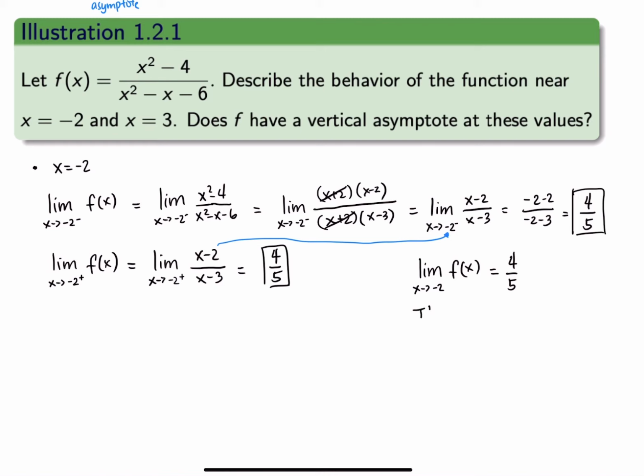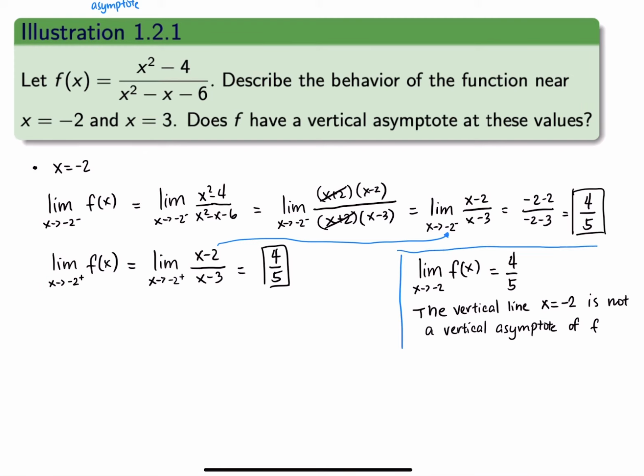The vertical line x equals negative 2 is not a vertical asymptote of f. Okay, so that's for x equals negative 2.